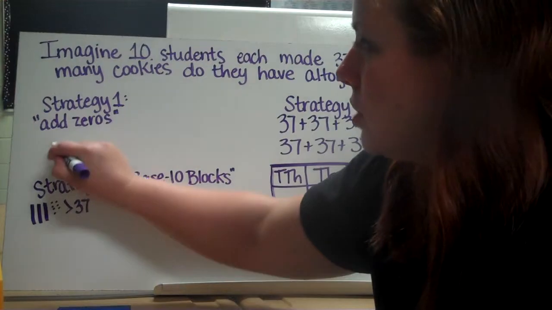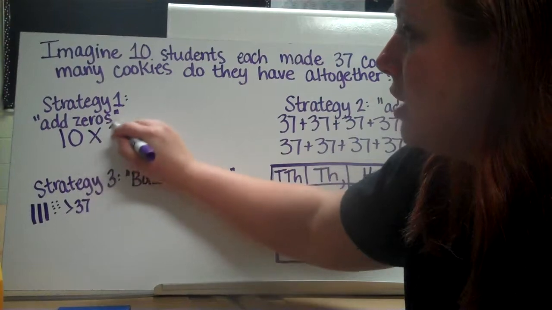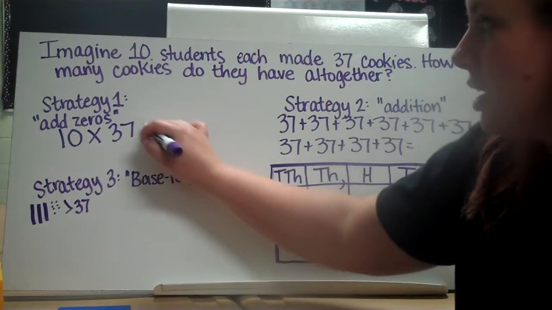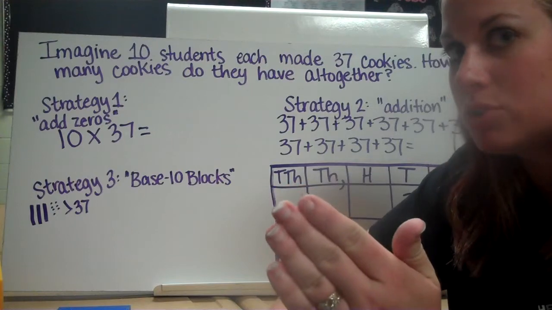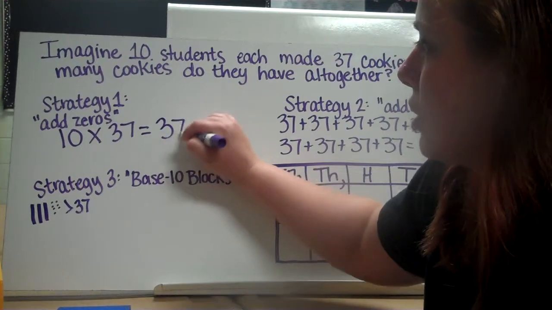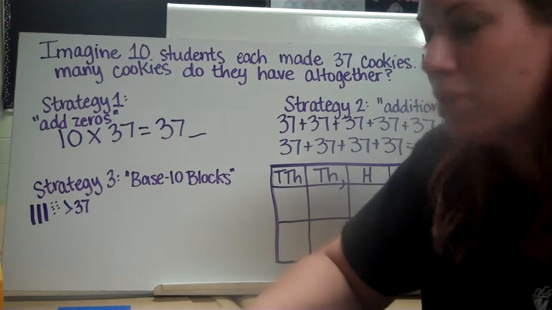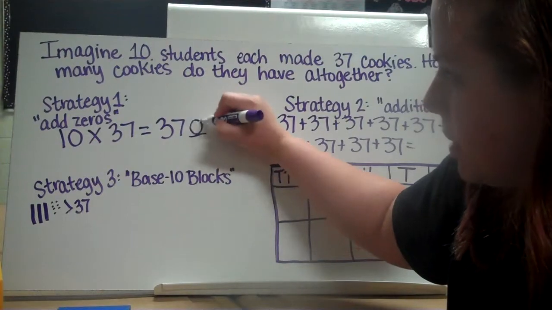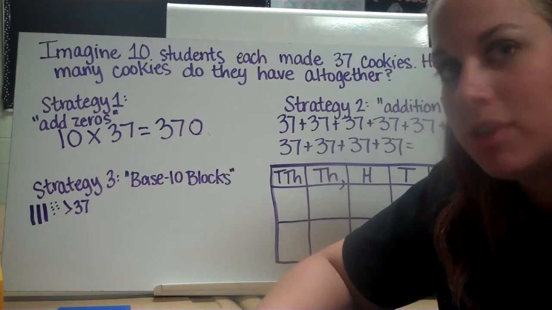We have 10 students, and they each made 37 cookies, so that's 10 times 37. The add zero strategy says that when you multiply by 10, you move your number to the left. So 37 would be moved into the hundreds column. Hundreds has 3 numbers, so what can I do right there? I add a 0 to hold my spot. So 10 times 37 would equal 370.